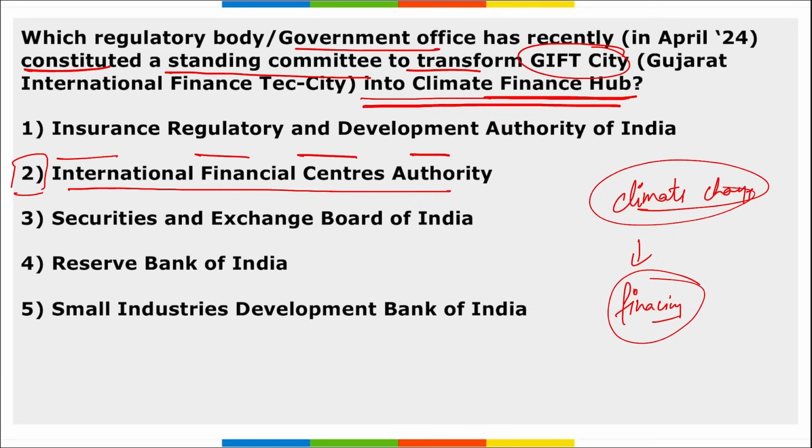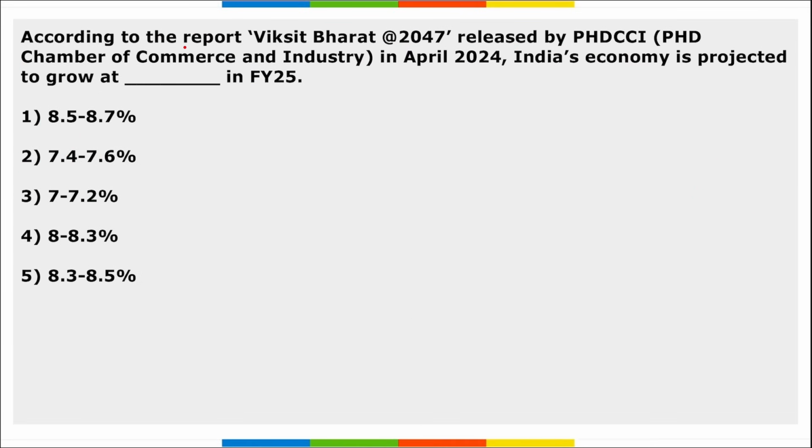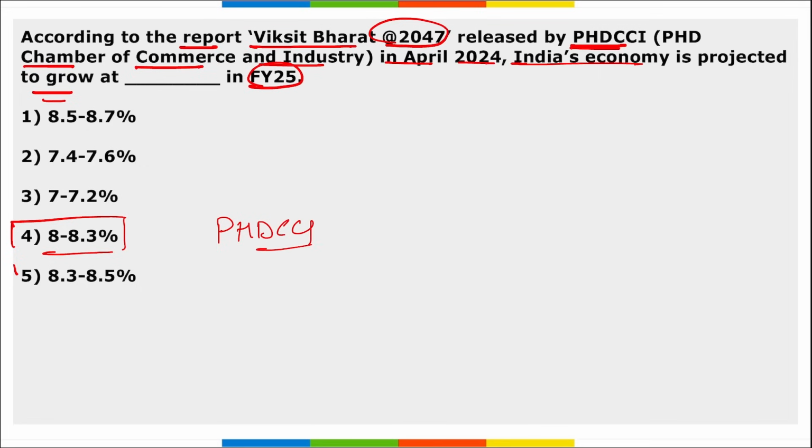Next, according to the report Viksit Bharat at 2047 released by PhD CCI, that is PhD Chamber of Commerce and Industry in April 24, India's economy is projected to grow by how much in FY24? So Indian economy is projected to grow by 8 to 8.3% in 2025 as per the report released by PhD CCI, right, under their report Viksit Bharat at 2047. And the aim here is to India's economy to reach $7 trillion by 2030.